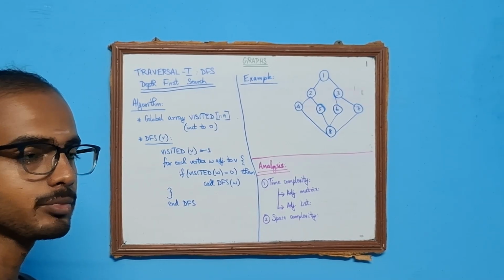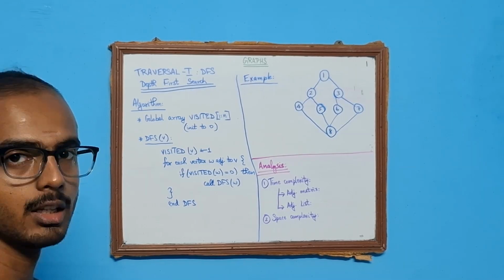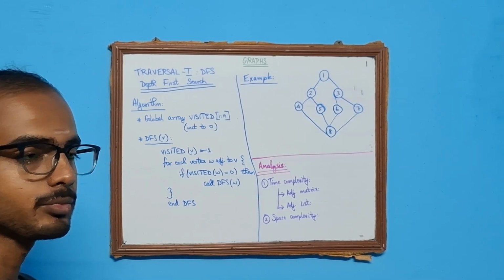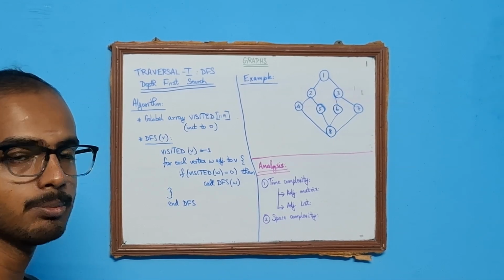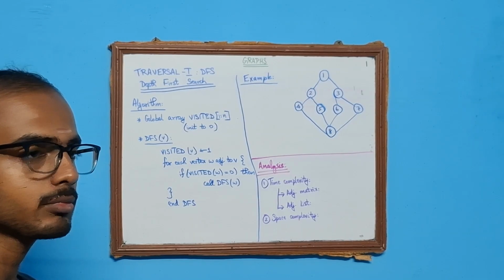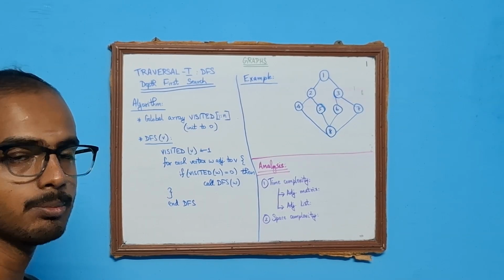Next, its neighbors. We call them 1 by 1. 4 and 5 are its neighbors. Now let me call 4 next. DFS of 4 is 0, right? Let me call DFS of 4. Now again 4 goes in, so 2 will be printed here. 4 goes in, visited of 4 will become 1, and now we'll write 4 here.